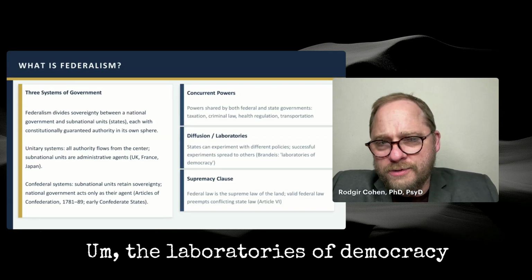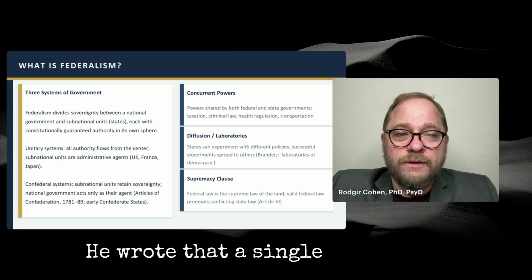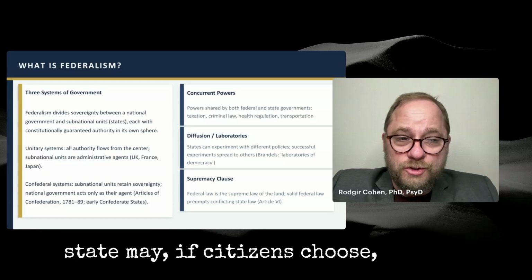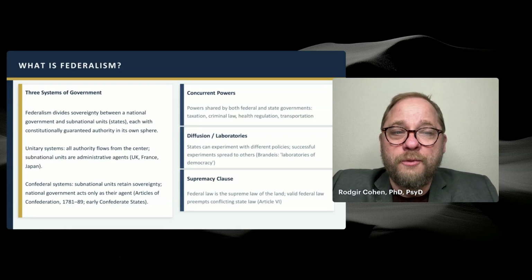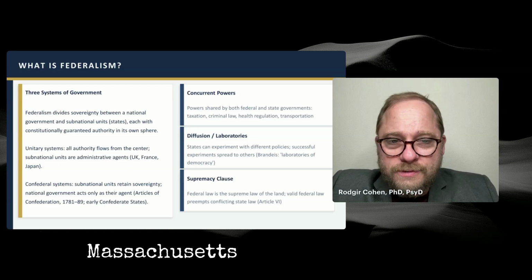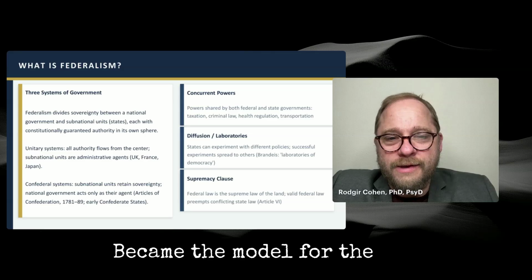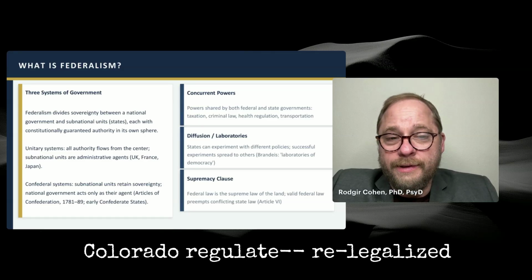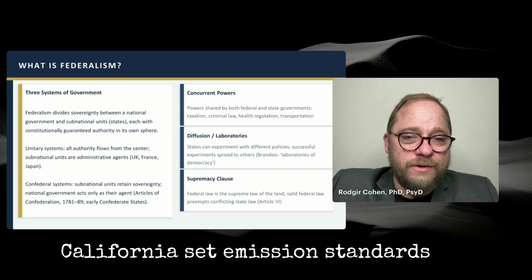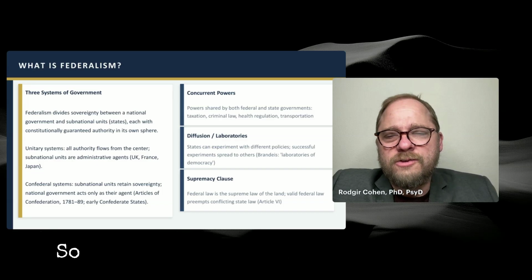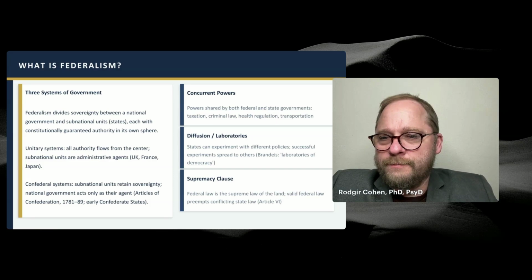The laboratories of democracy concept comes from Justice Brandeis's dissent in a 1932 case. He wrote that a single courageous state may, if its citizens choose, serve as a laboratory and try novel social and economic experiments without risk to the rest of the country. Massachusetts enacted healthcare reform under Governor Romney in 2006. It became the model for the ACA. Colorado legalized recreational marijuana in 2012. Many states followed. California set emission standards that became the de facto national standards. So these states all become laboratories under the federalist idea.